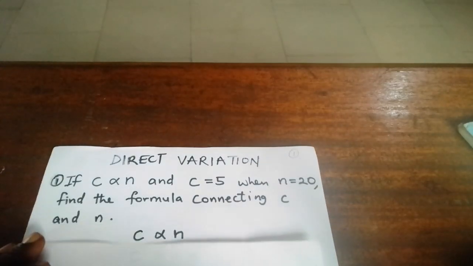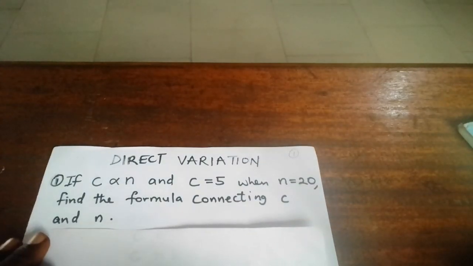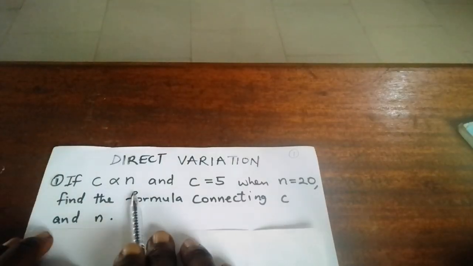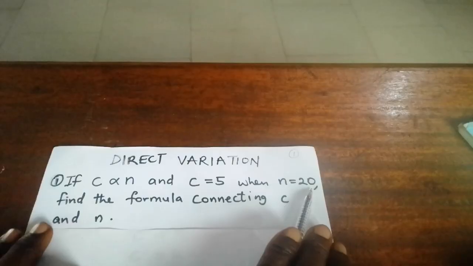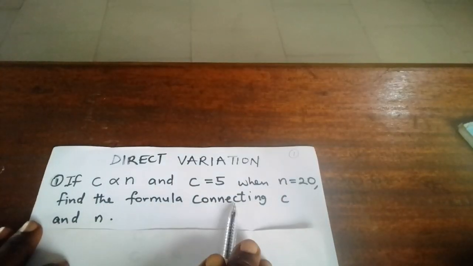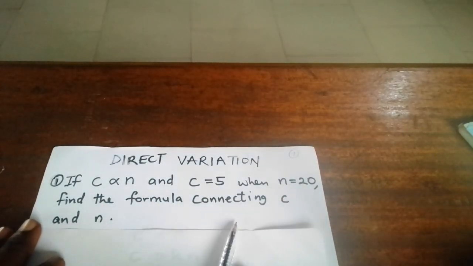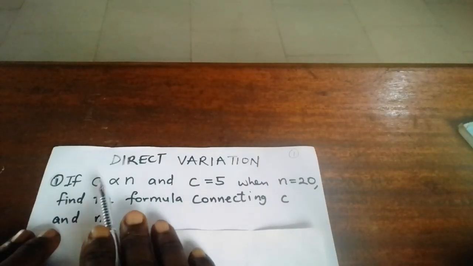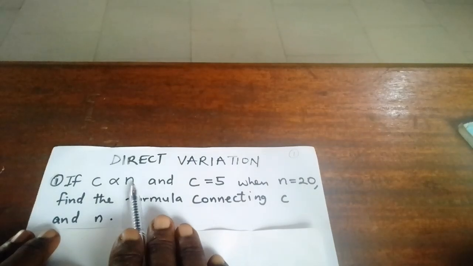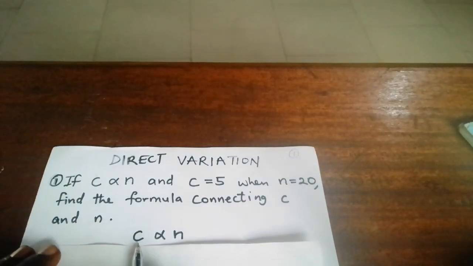Now look at this. Question 1. If C is directly proportional to n and C is equal to 5 when n is 20, find the formula connecting C and n. Usually, if you have any question on direct variation, you must first of all look for the formula that connects the variables. So here you are told that C is directly proportional to n.